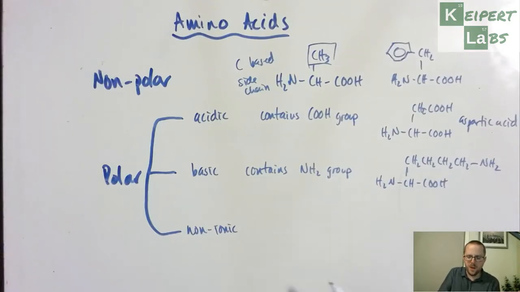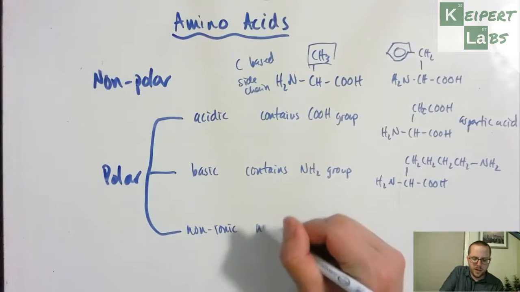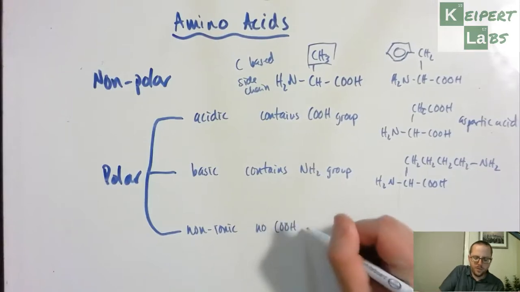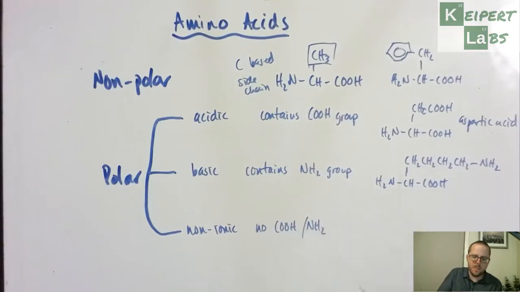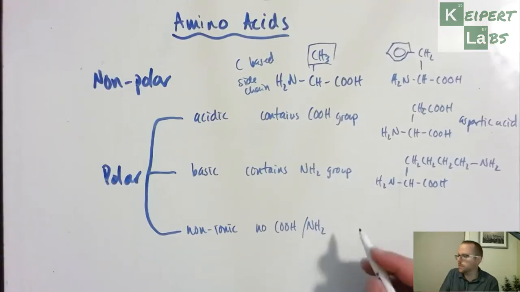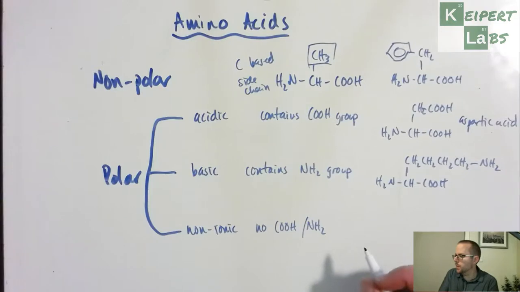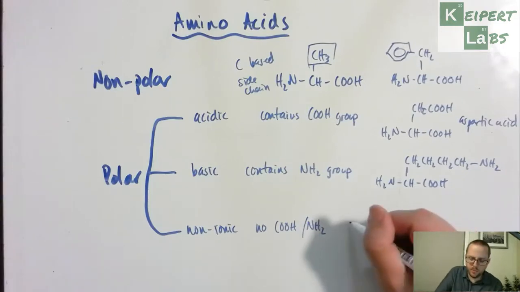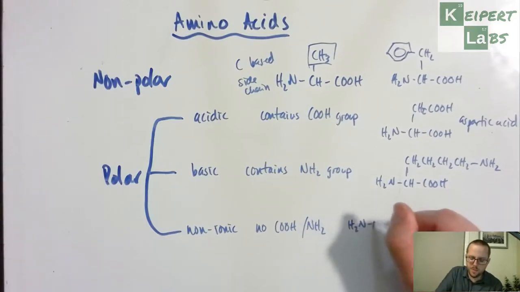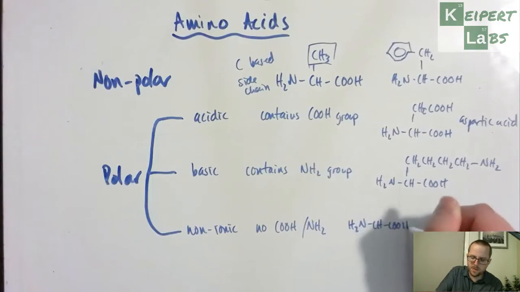Okay, and then non-ionic contains neither of those groups, but it does contain something that's polar. So we'll redraw serine, because that's a good example for you. It's polar because it's got the OH group, but it's not going to function as an acid or base.